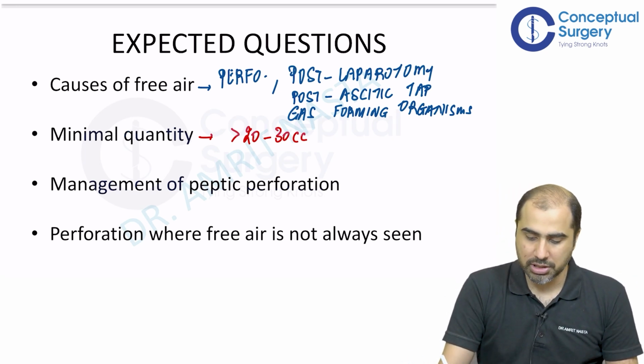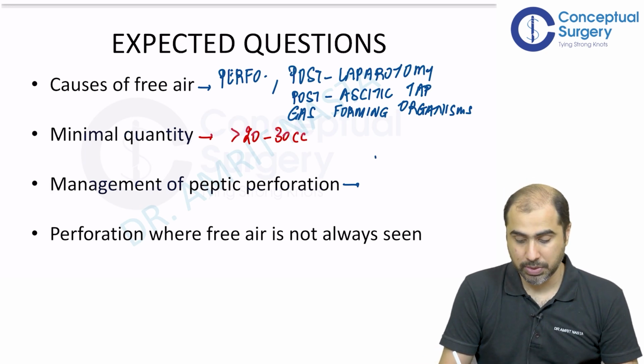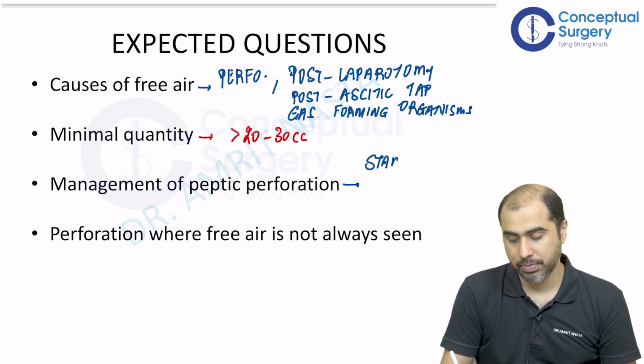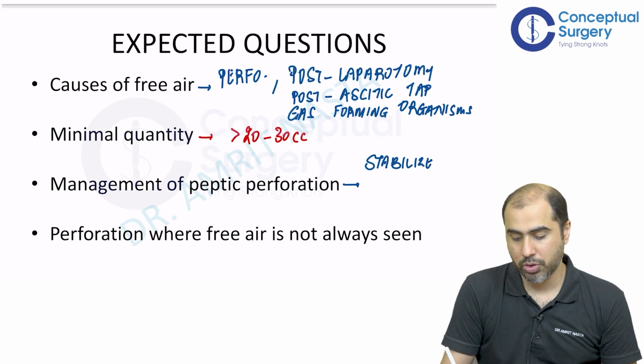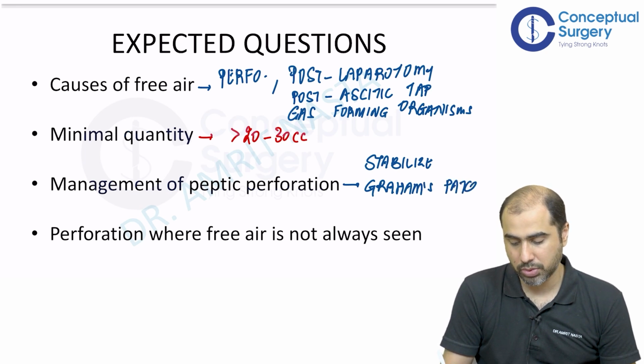Then they will ask you about management of peptic ulcer perforation. You should know, you will admit the patient, stabilize, give him IV fluids. And obviously the treatment is going to be surgery, laparotomy, where you will do a Graham's omental patch closure.